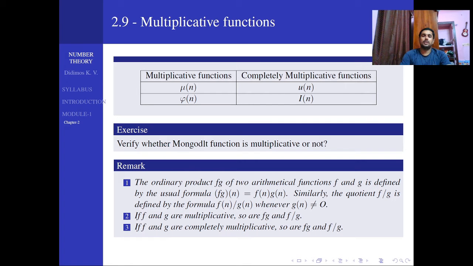We have another important arithmetic function, that is the Mangoldt function. You can verify whether the Mangoldt function is multiplicative or not. That is an exercise I leave to students. So we have some remarks. The first one is the ordinary product: fg of m is equal to f of m into g of m.